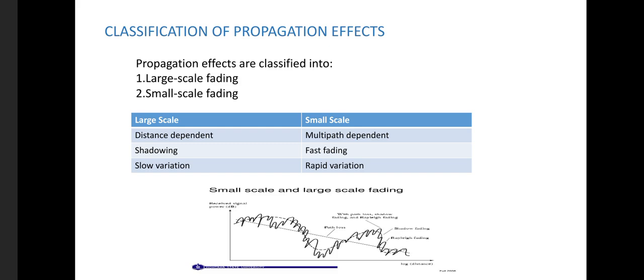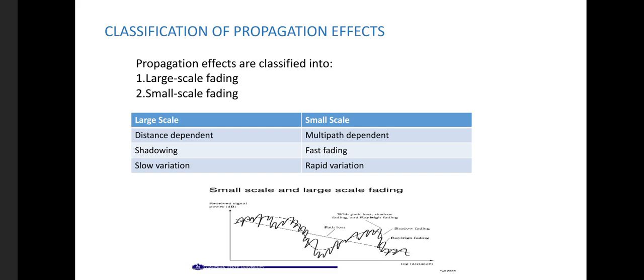Large scale fading mainly depends on distance. Whenever we move a longer distance, the fading is larger. Small scale fading does not depend on distance; it mainly depends on multipath propagation, like obstacles, buildings, mountains or terrain near your propagating medium. Large scale fading is mainly responsible for shadowing, and small scale fading may cause fast fading, or rapid fluctuations.